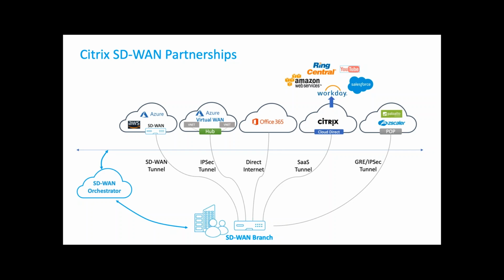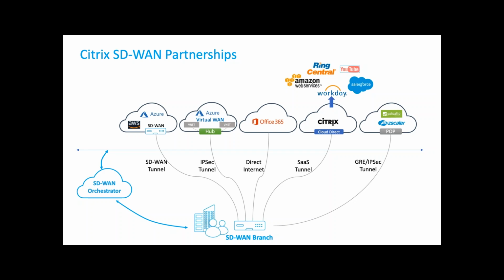So as we can see here, there are many different types. We've got Citrix Cloud Direct, which addresses many services there for the SaaS offerings, Office 365, Azure Virtual WAN, but also integration to public clouds. So let's jump into each of these situations and show how Citrix can address these.